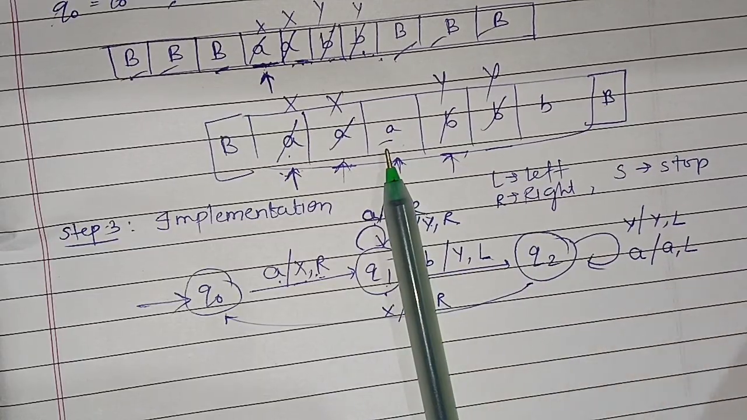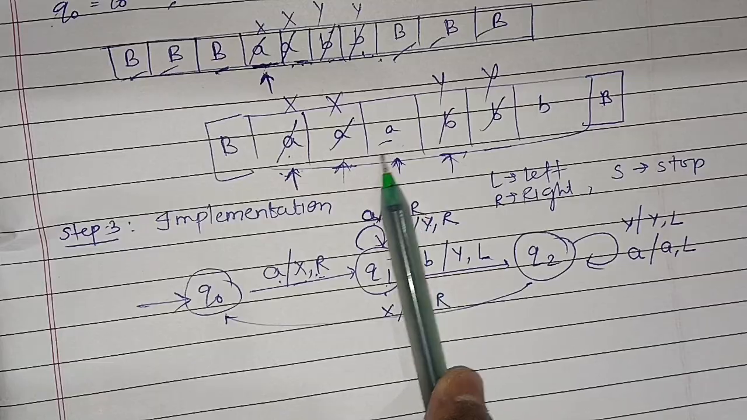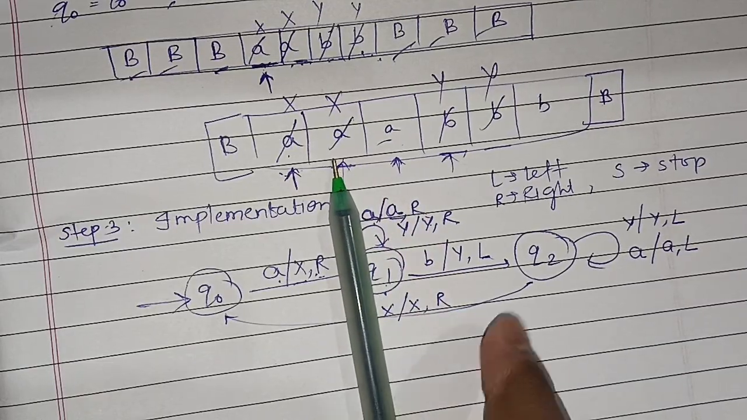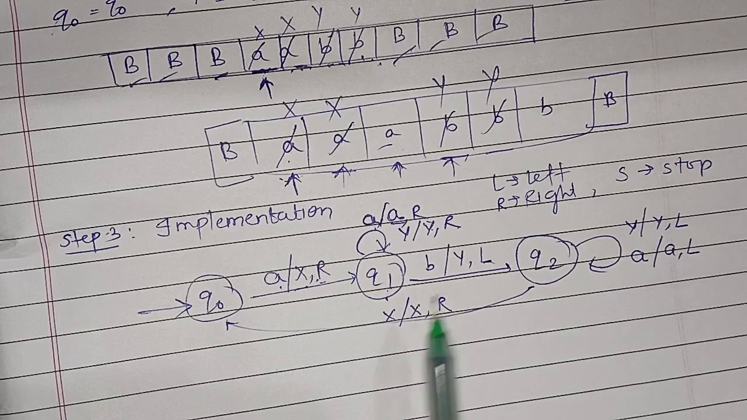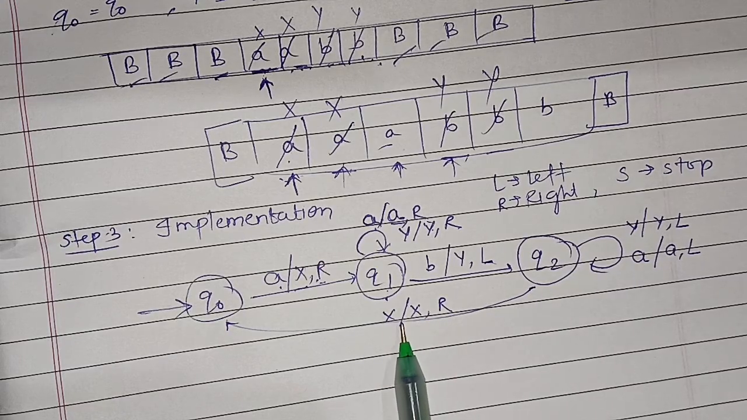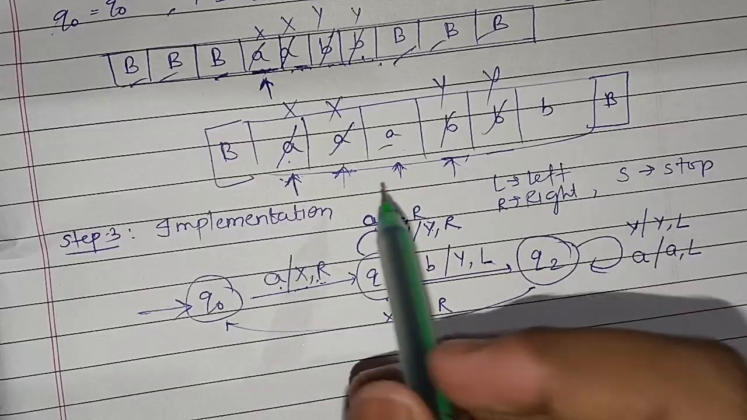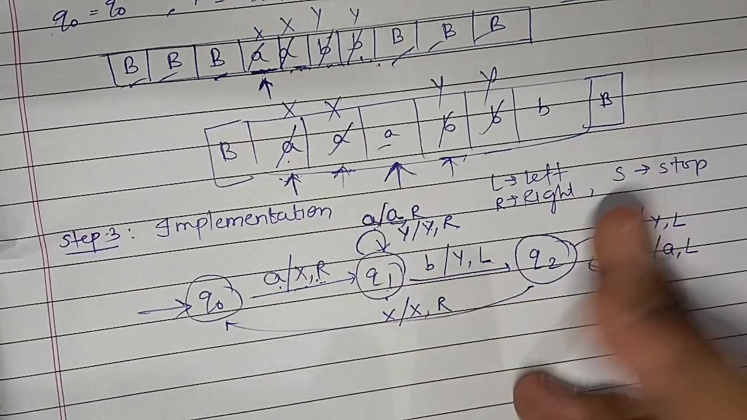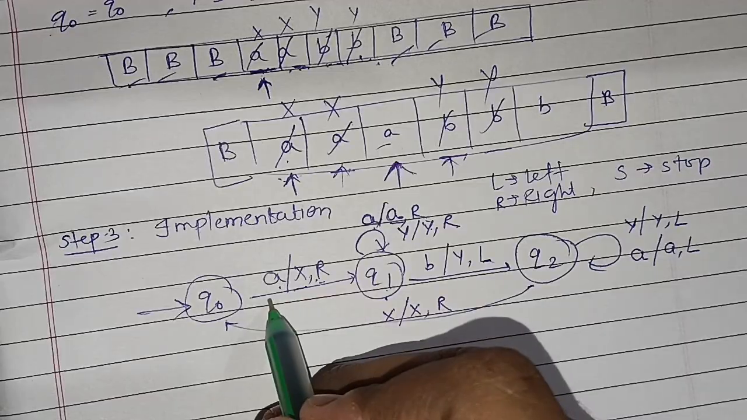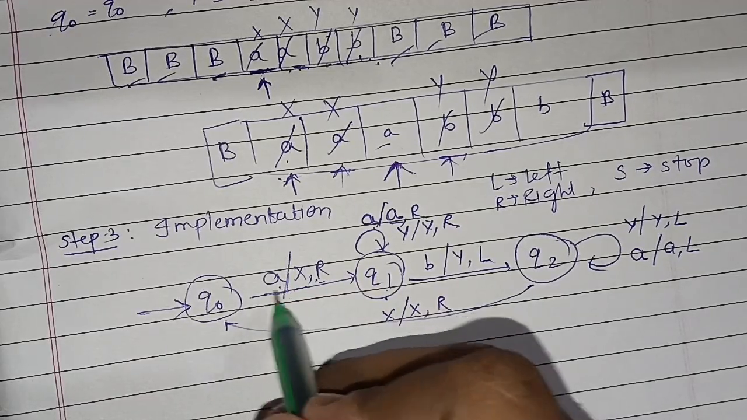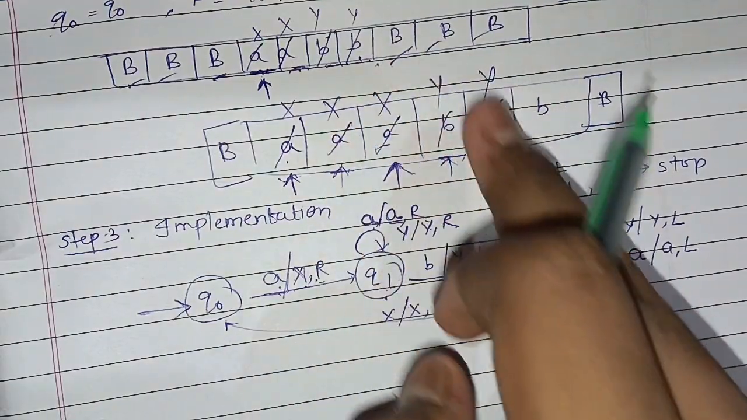Again this a has been seen, again go to left. Now this head has come to left, q2 has received x. So what it will do, it will say keep x as it is and move to right. Okay, so now the head is here, move to right. Now again it is in q0. So what I will say, it has received a, make it x and move right.